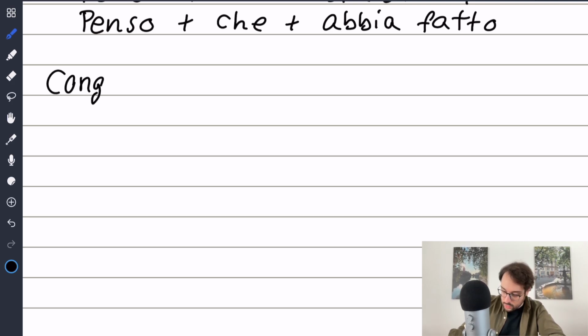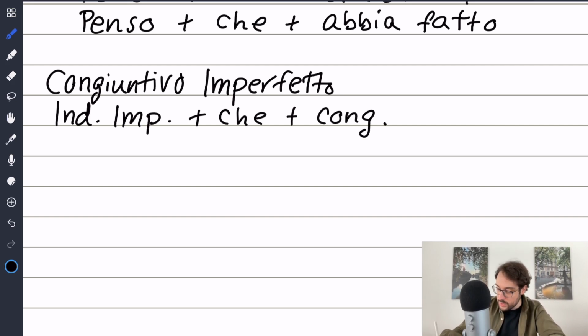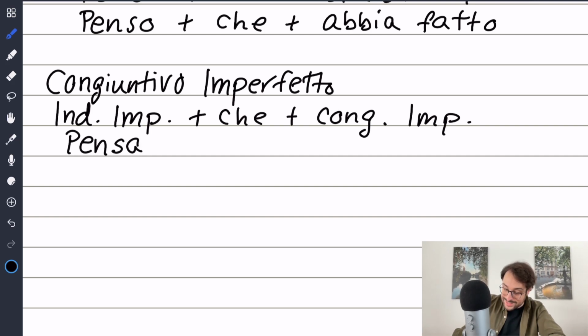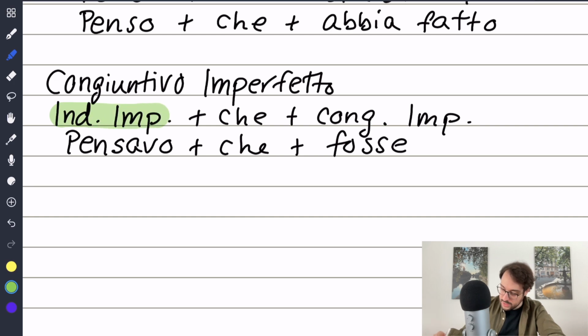We have the congiuntivo imperfetto formula. We begin with the indicativo imperfetto plus che plus congiuntivo imperfetto. Very nice. What does that look like? Now we're going to say pensavo che fosse. So, indicativo imperfetto, congiuntivo imperfetto.